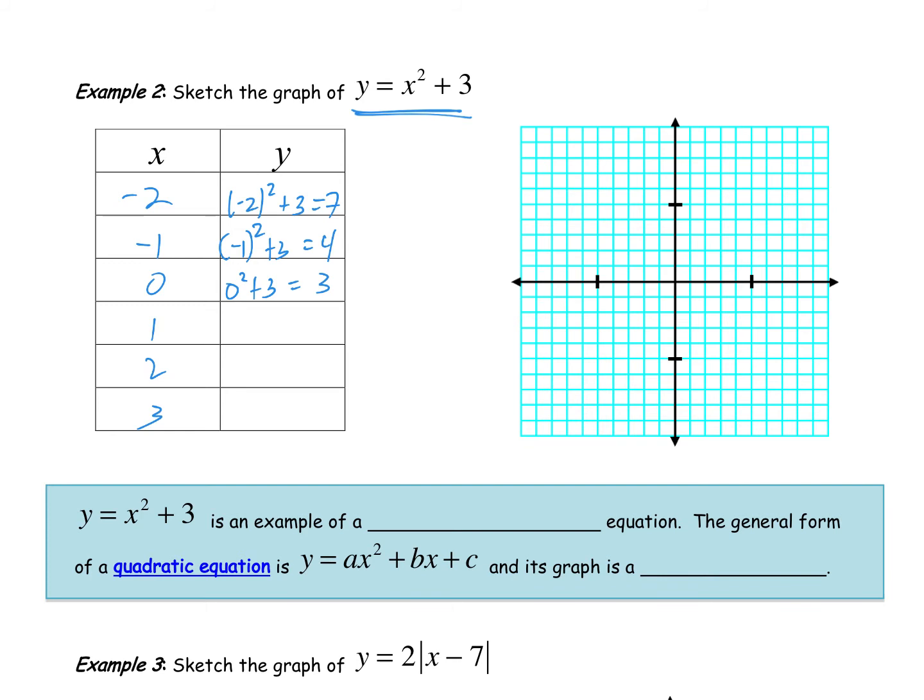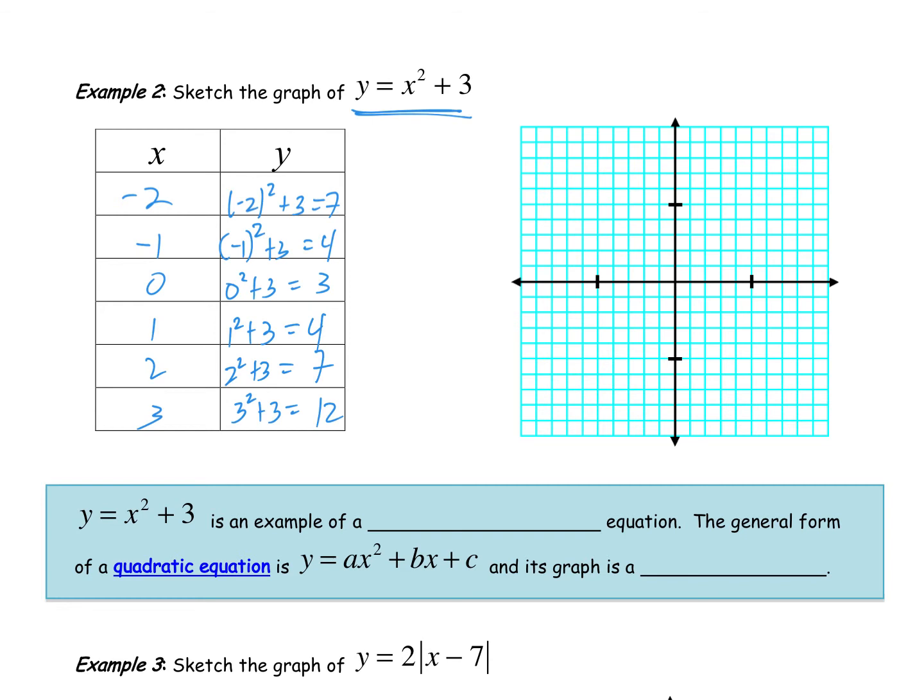When x is 1, we're going to have 1 squared plus 3, which is going to be 4. When x is 2, we have 2 squared plus 3. So 4 plus 3 is 7. When x is 3, we have 3 squared plus 3. 9 plus 3 is 12.